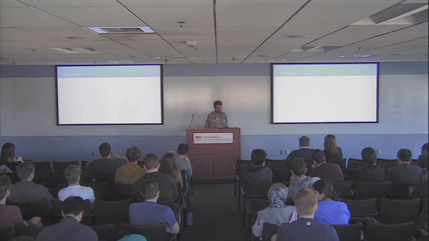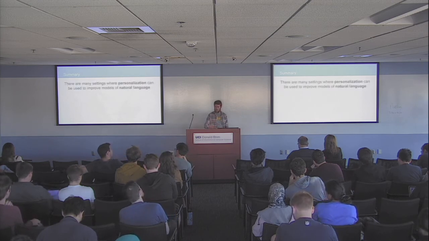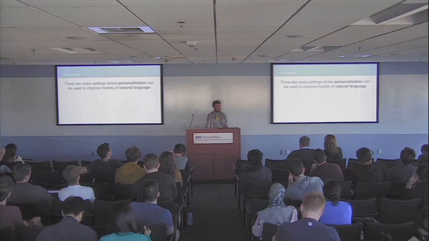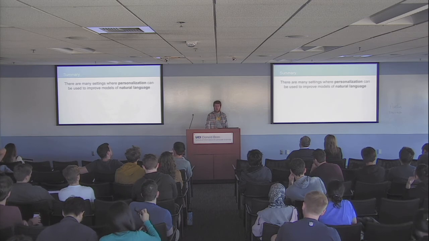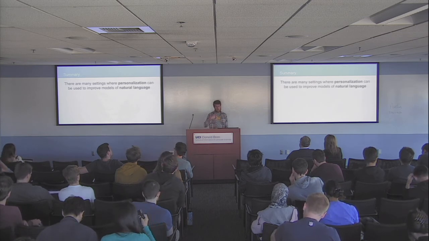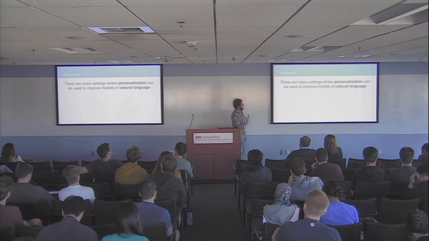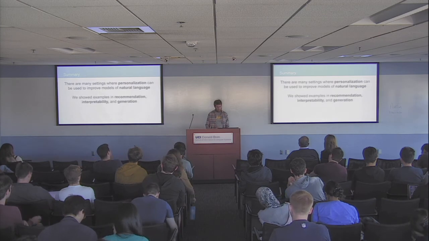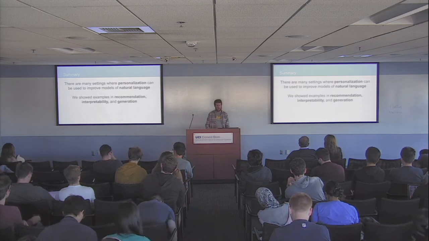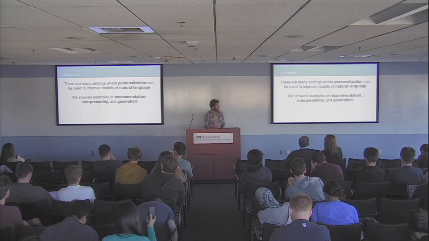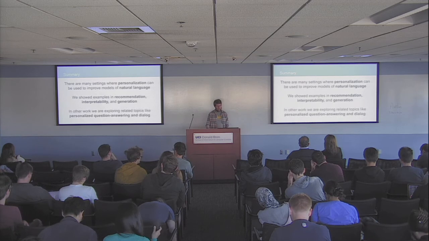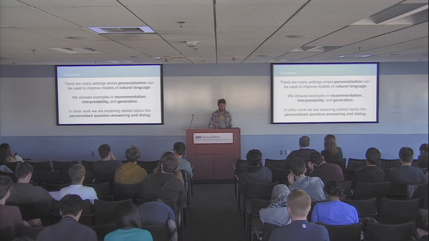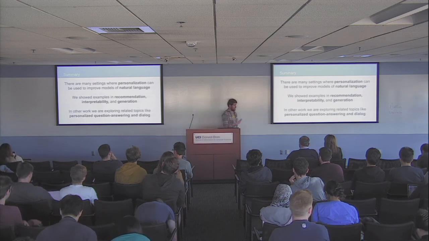I've almost kept within time. So to summarize, there are lots and lots of settings where personalization ought to improve natural language models. There are many cases where text exhibits variance because of users. And my thesis here really is to say that you should try to model that variance. You should build a model of the user when you are generating text. So we showed examples in terms of recommendation, in terms of making recommendations more interpretable, and in terms of generating text. But you can imagine all kinds of other settings where you would like to uncover variation in text among users to build better models.